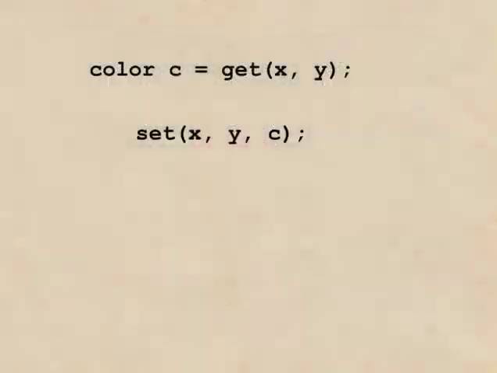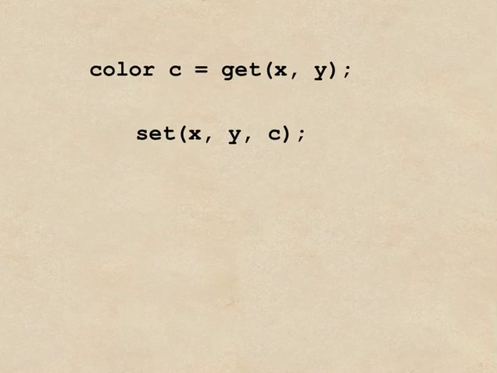So to recap, to find the color of a pixel at XY we call get, and to set the color of a pixel at XY we call set. The advantages of get and set is that they are easy to use. You can call get and set for any XY. As I said before, if you try to get a color that's off the screen, you'll get black.